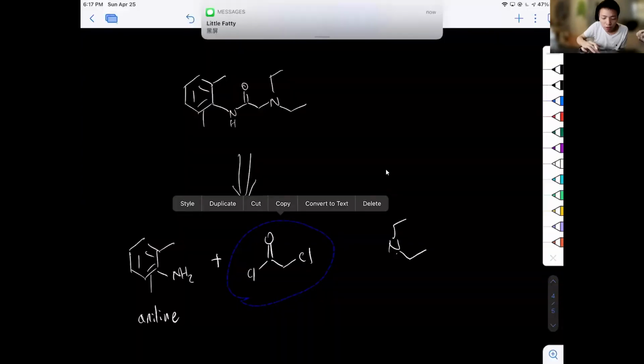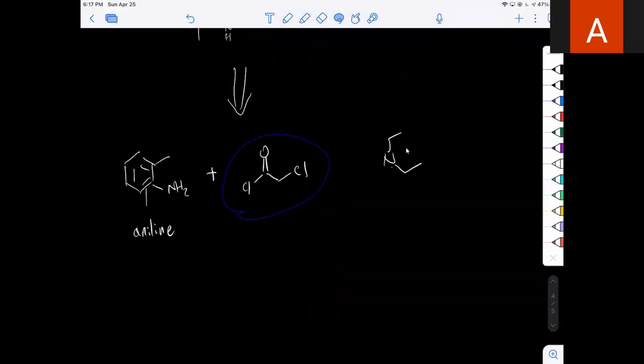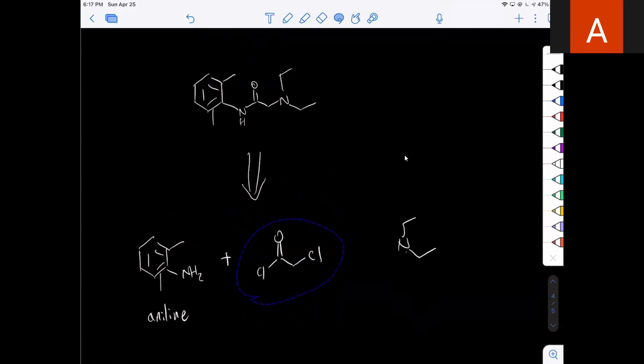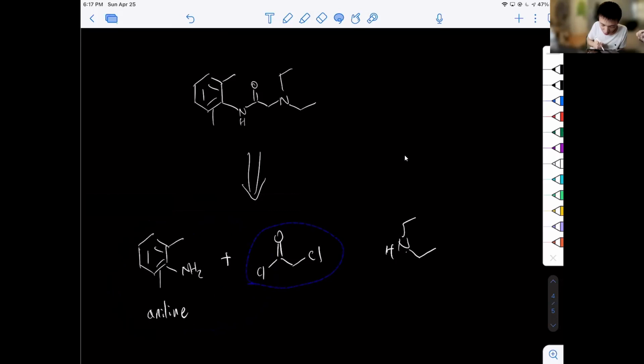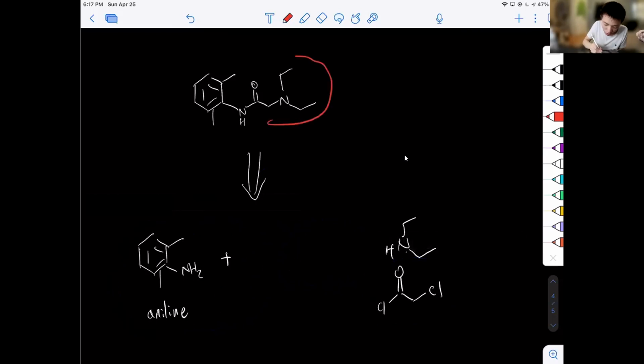Can anyone tell me why we have to react? Oh, you can see my drawing? No. Oh, sorry. How about now? We can see it now. Okay, nice. All right. So this is our lidocaine, and then we have three of this reagent. And can anyone tell me why in part A we have to react aniline with acetyl chloride instead of reacting acetyl chloride and the diethylamine first to make this part?